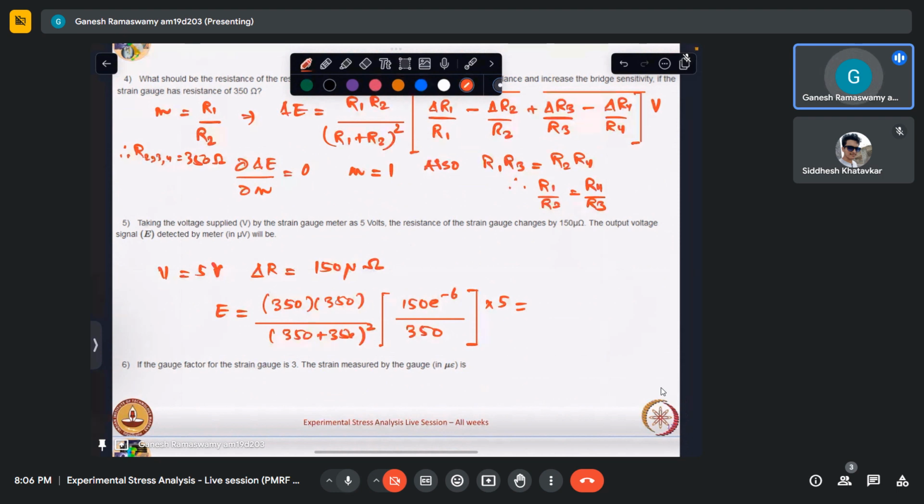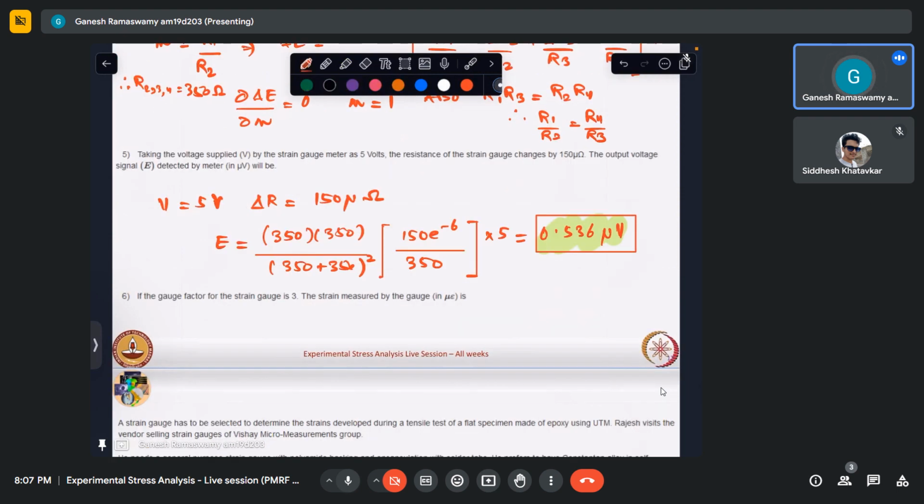So we have been asked to report this in microvolts. This comes to 0.536. Whatever answer we get, since we have been asked to report it in microvolts, we'll multiply it by 10 power 6 and then report it. So this is accounting for the 10 power minus 6. I hope this is clear. So this will be the output voltage when the change in resistance is so much.